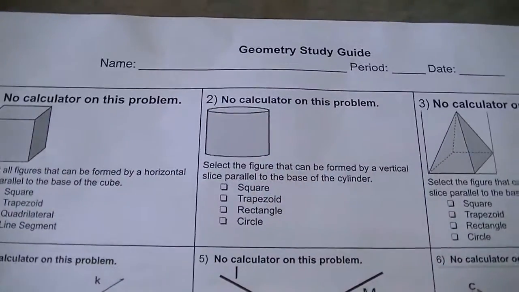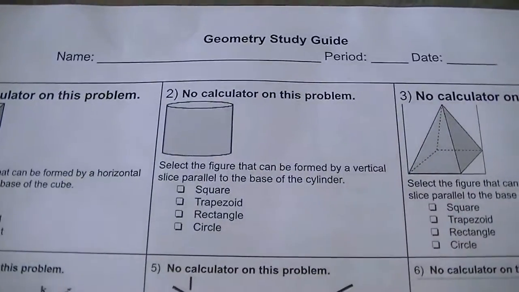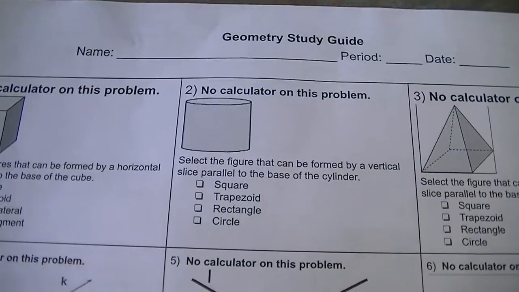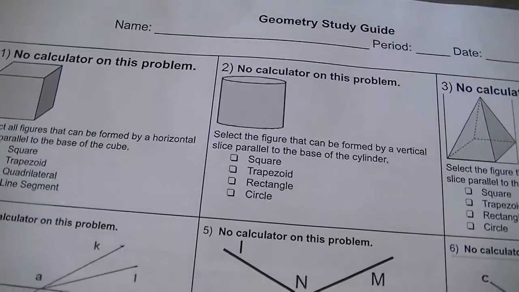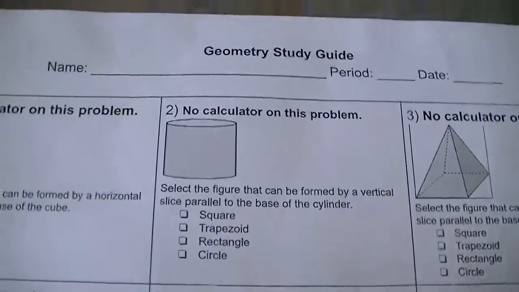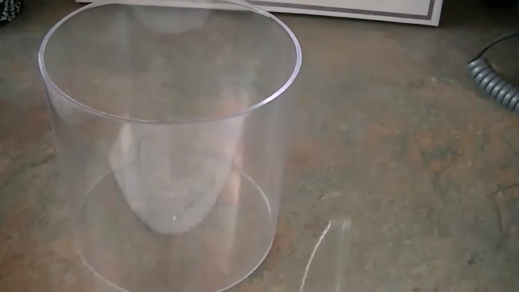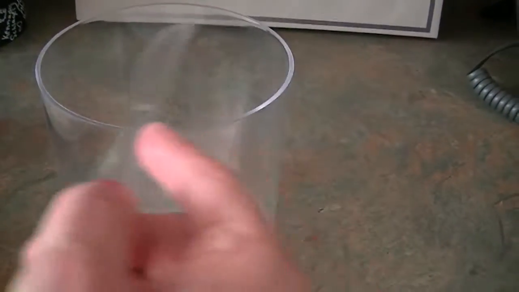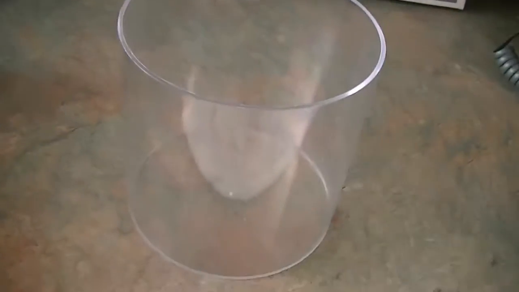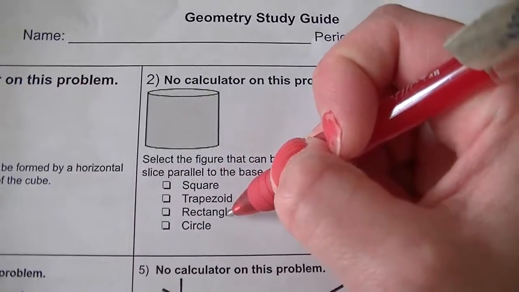All right, number two. Again, no calculator on this problem. And we have a cylinder. And it says select the figure that can be formed by a vertical slice parallel to the base of the cylinder. Okay? So we want to do, again, a slice parallel to the base of the cylinder. Right here is the base. So a slice parallel would just be kind of going right there, or even right there. So if I just did that, you would see that we would have a circle as the cross section. So it's not a square, it's not a trapezoid, it's not a rectangle, it is a circle.